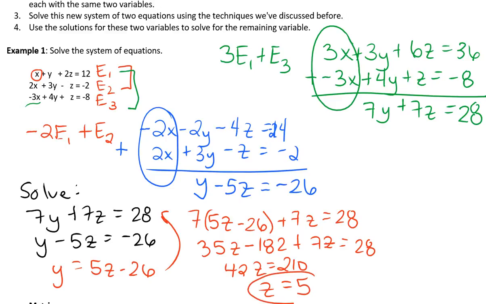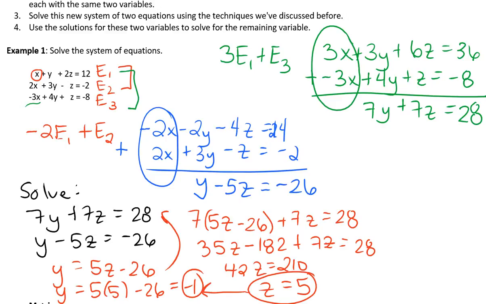Now that we have a solution for z, we can easily get a solution for y. y has to equal 5 times 5 minus 26, which would be negative 1, because 5 times 5 is 25. And now that we know z and y, we can solve for our final variable, x.